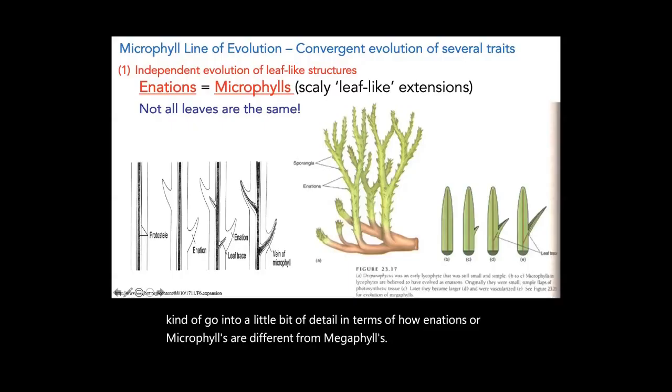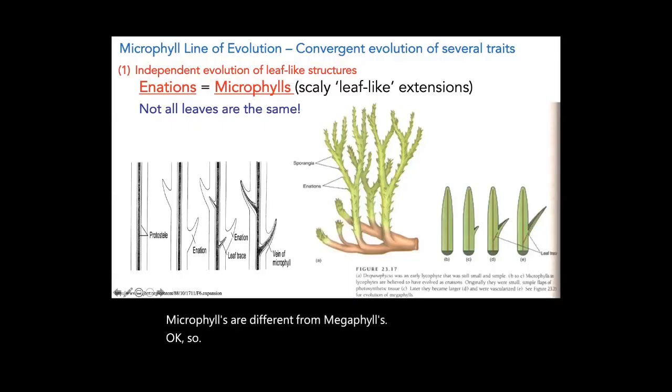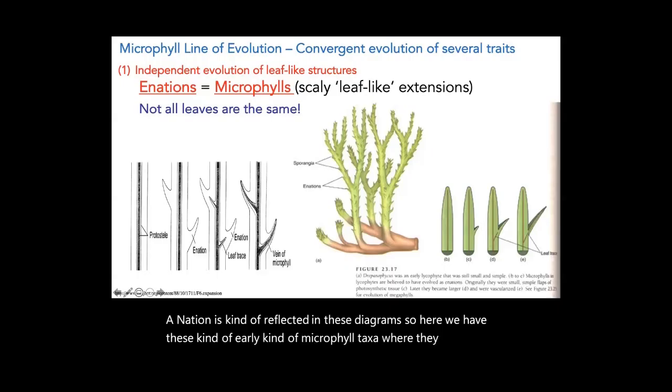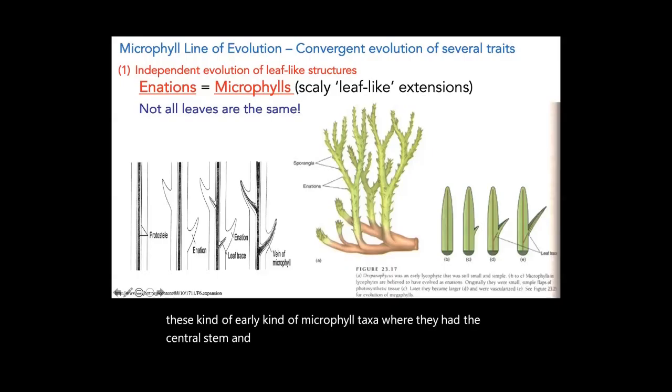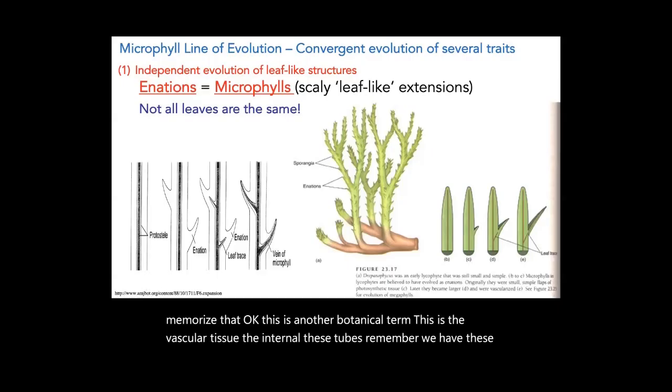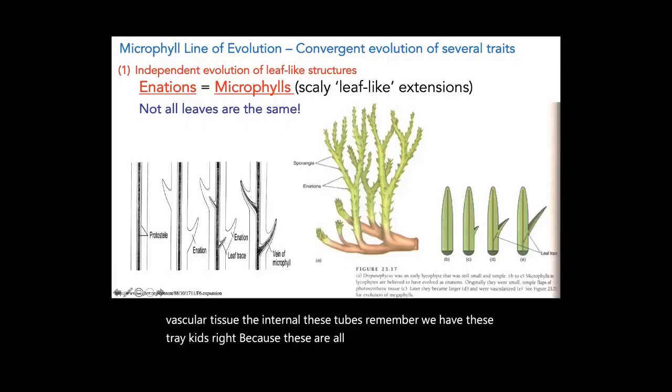Okay, so an enation is reflected in these diagrams. Here we have these early microphyll taxa where they have this central stem, and we have the term here called protostele. Don't memorize that. Okay, this is another botanical term. This is the vascular tissue, the internal tubes. Remember, we have these tracheids, right? Because these are all vascular plants. And so we have this internal vascular system.